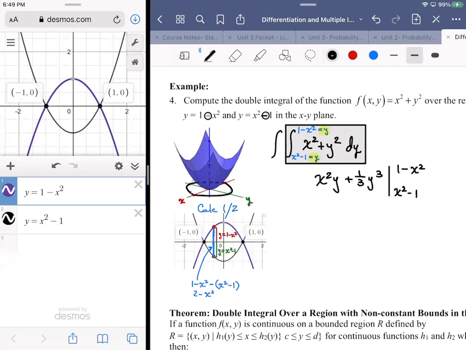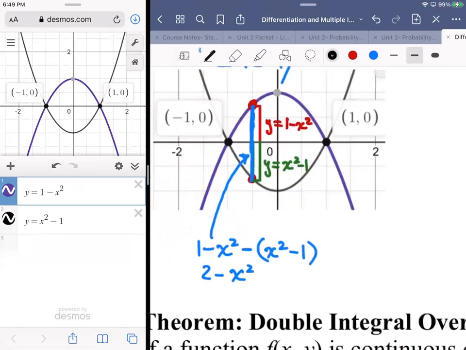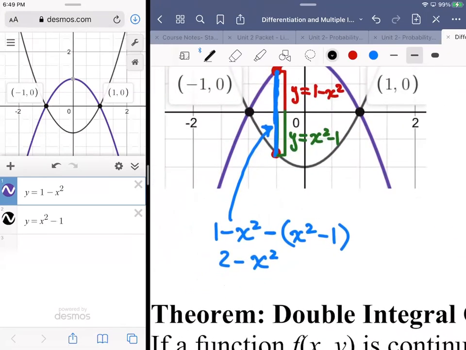Question: on example 4, all the way on the bottom, isn't that supposed to be 2 minus 2x squared? Oh, no, when I did that diagram, oh, I see what you're saying. Okay, yeah, that's just a simple calculation error. Thank you. Okay.